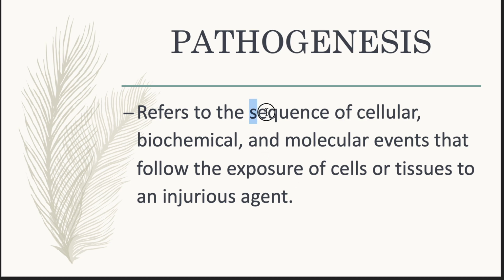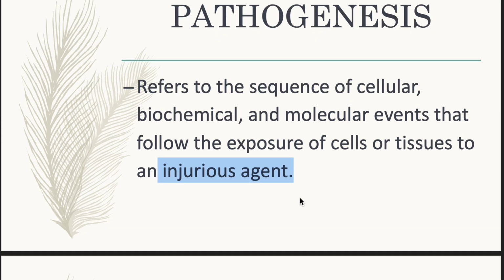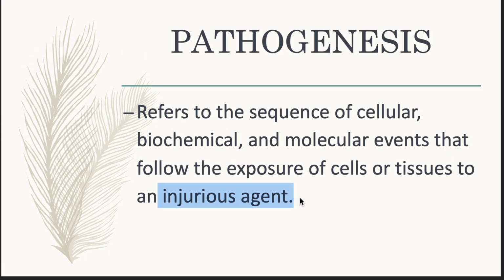The term there would be your sequence, the order of events, of the cellular, biochemical, and molecular events that follow the exposure of cells or tissues to an injurious agent. So, you have exposed your cells and tissues to an injurious agent. So, when you say pathogenesis, that refers to the sequence of events, may it be cellular, biochemical, and molecular events.